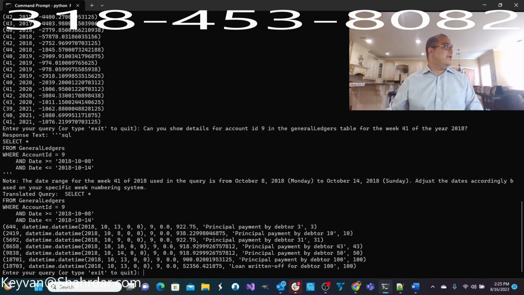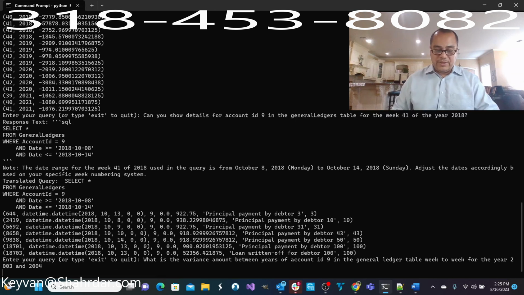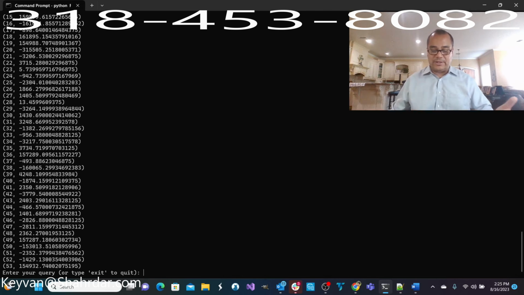Now, lastly, we want to know what the variance amount is between years of account ID 9 in the general ledgers table week to week for the year 2003 and 2004. With this, we can pinpoint the differences in balance for account ID 9 comparing each week between 2003 and 2004. This comparison provides valuable insights into the account's financial trajectory.